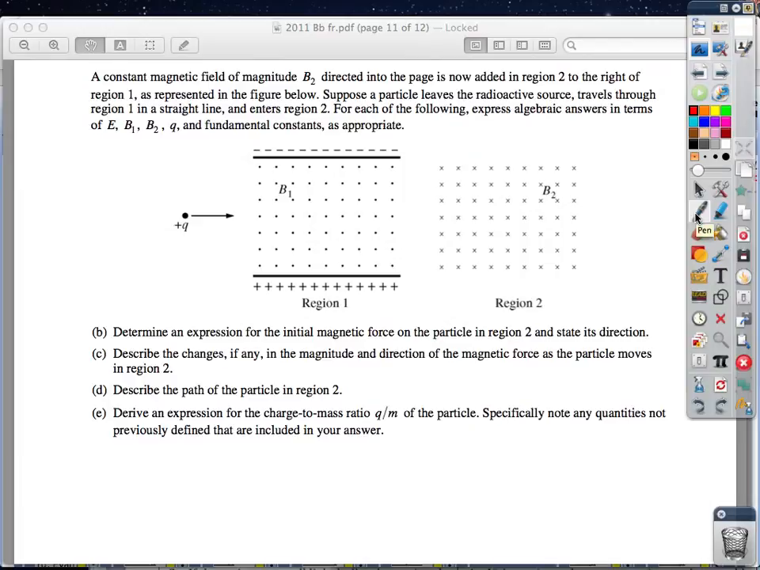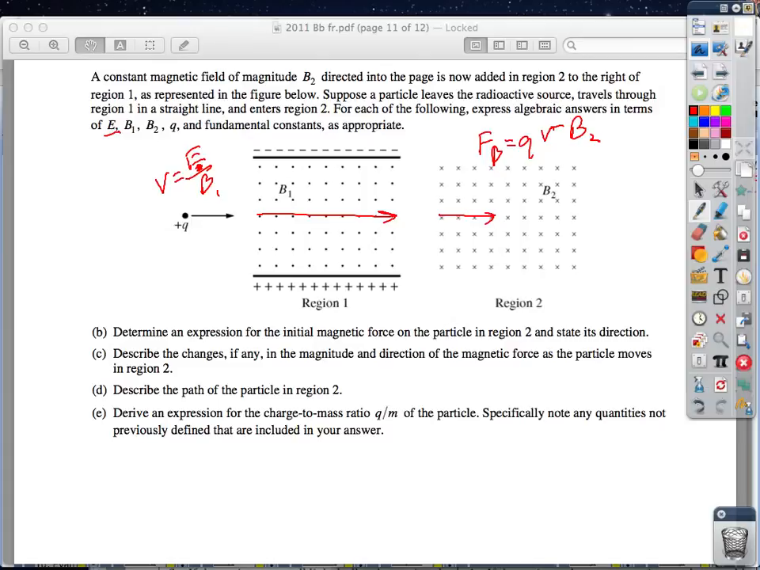So, determine an expression for the initial magnetic force on the particle and state its direction. Okay. The particle leaves the radioactive source and travels through the region on a straight line. So here it's going through on the straight line. So once again, we're saying the velocity is E over B, or E1 over B1, I guess. Or just E, sorry. Right, that's just E. So that's our constant. So that's the velocity. And the initial magnetic force on the particle in region 2: F_B is going to equal qvB2. Everybody cool with that?